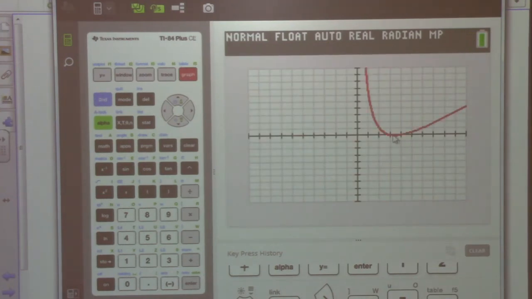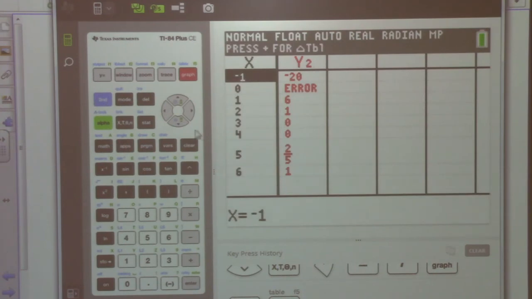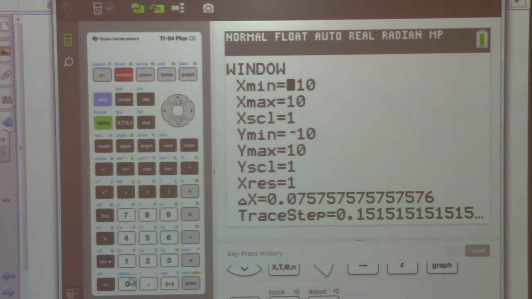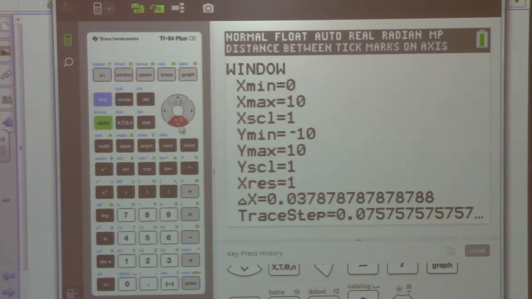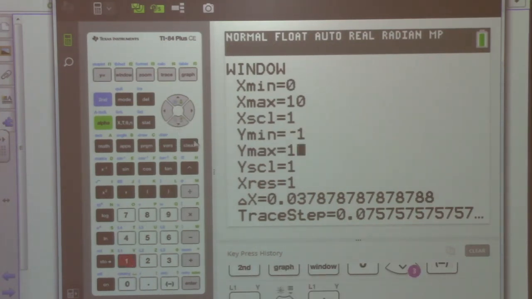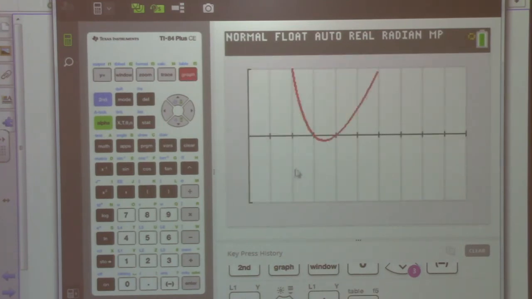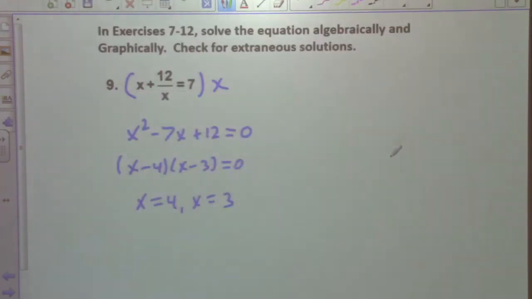And Emma said she went to the table view. That's a good way to do it, actually. So Emma's way of doing it, going to table view, she sees them right here. That's a really good way to look at it. But also you can adjust your window, go from like 0 to 10, and over here, go from your Y minimum, maybe of -1 to Y maximum of 1. And so then you graph, you can see right here, pretty good way of looking at it, okay. And both real solutions. Let's go with number 10.